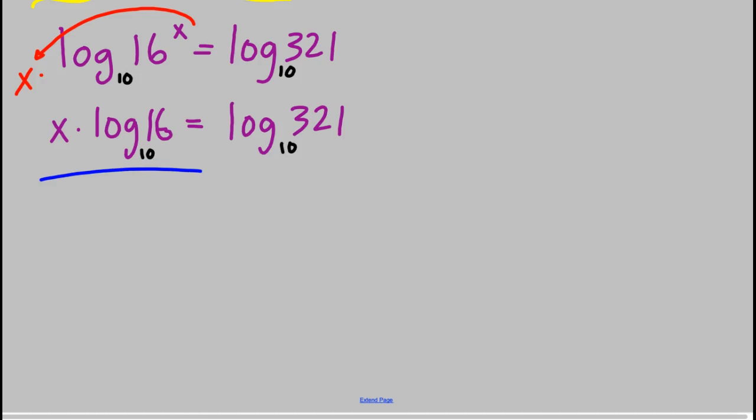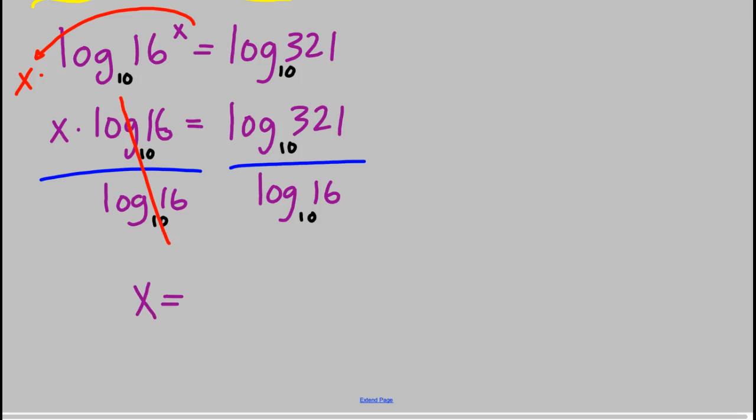Could divide both sides by what? The log of 16. And of course, I'm just going to write the base in just to reiterate, but it's the common log, so we're just using base 10, which is what we have in most of those smaller calculators. Now the log of 16s cancel out, and I'm left with x is equal to the log of 321 divided by the log of 16.